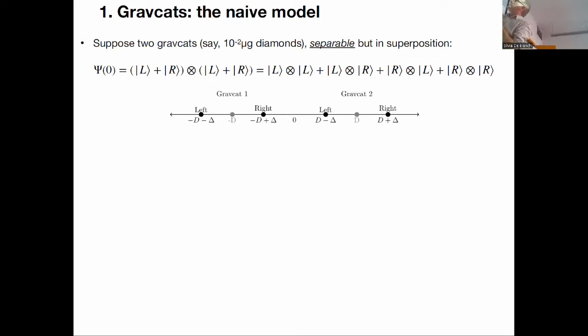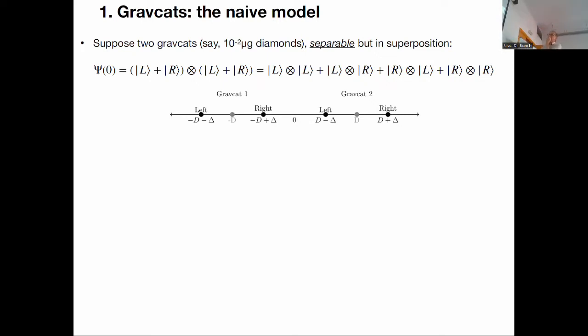All right, so some notation. This is the initial state. Everything on the left of the tensor product refers to GravCat one. Everything on the right of the tensor product refers to GravCat two. I left indices off just to keep things neater. Each one's in a left-right superposition, centered at points plus or minus d from the origin, and then they have a displacement delta either side of the center of mass. So this represents the left of GravCat one, this represents the right of GravCat one, and so on.